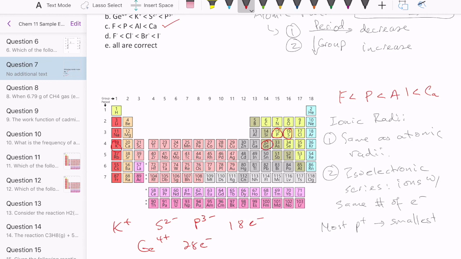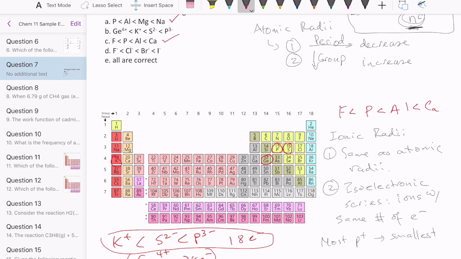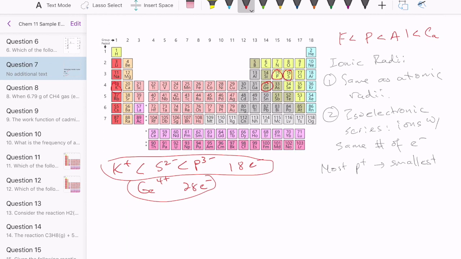So you might think that I can analyze the isoelectronic series right here, and then this one would be a different one. Now, if you just look at the isoelectronic first, the 18 electrons, you see that the one with the most protons is potassium. So potassium would be the smallest then, followed afterwards by sulfide, which is then followed by phosphide. So that part seems correct. So then the question is, where do we place the germanium?